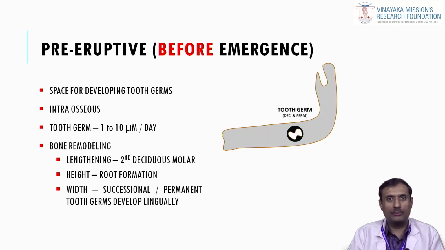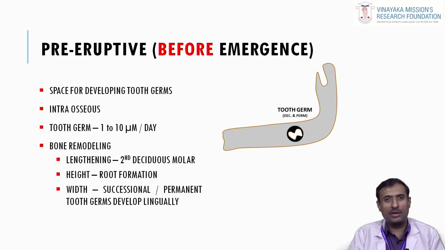So what is the pre-eruptive phase? It occurs before eruption. What we have to understand here is the developing tooth germ is intraosseous within the jaw, as you can see in the picture here. That is both for deciduous and permanent teeth. So what does this do? It provides space for the developing tooth germs. What do you mean by space? That is to accommodate the developing tooth germ, that is the subsequent teeth.